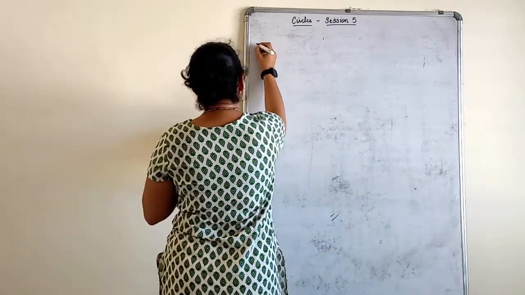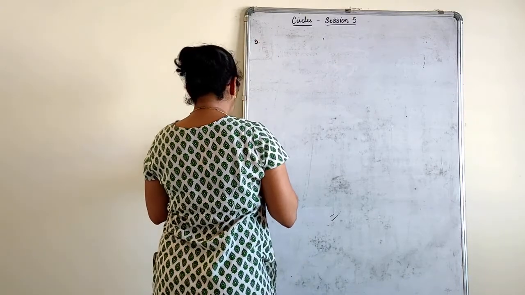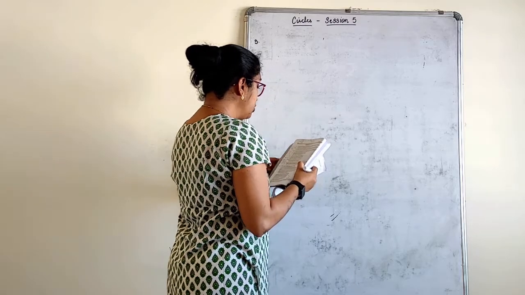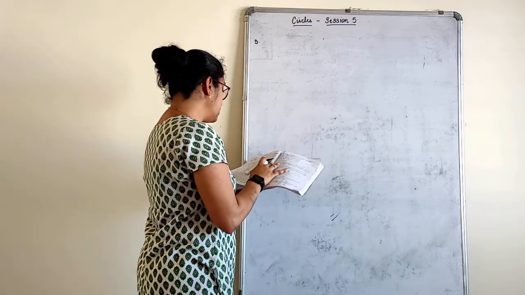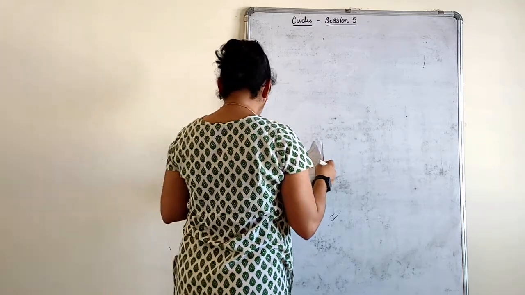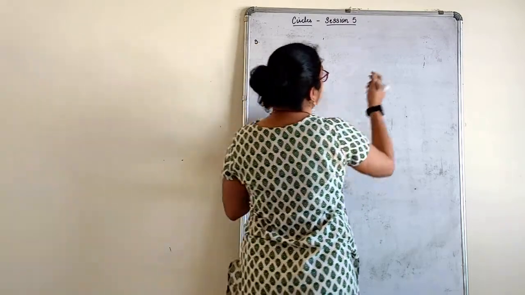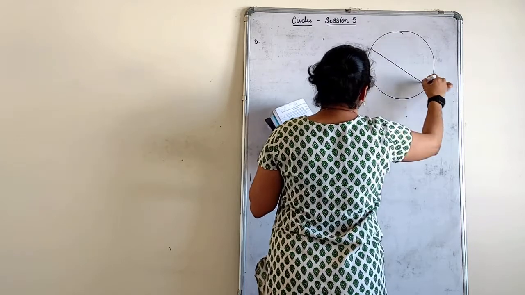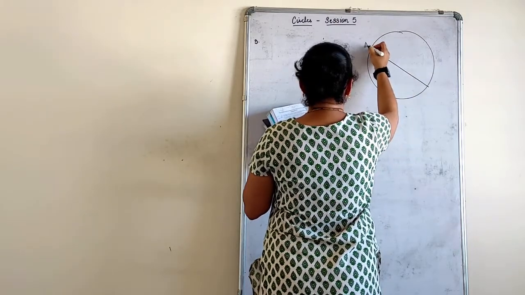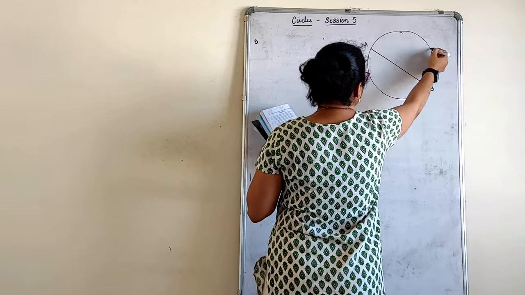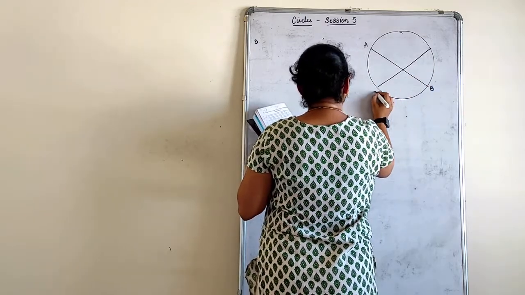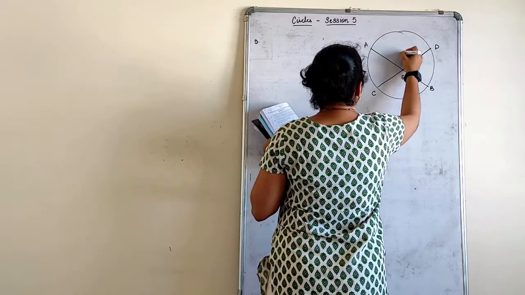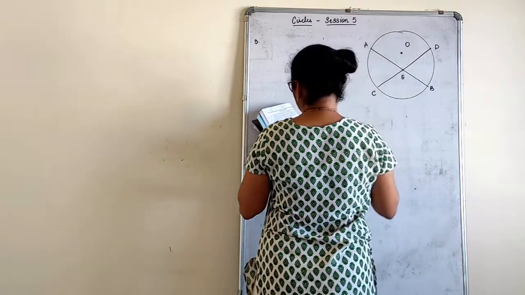Third one. If two equal chords of a circle intersect within a circle, prove that the line joining the point of intersection to the center makes equal angles with the chords. Okay, so this is the circle. These are the two chords, as we had already done in the previous one also: AB and CD. This was E. This was center O.